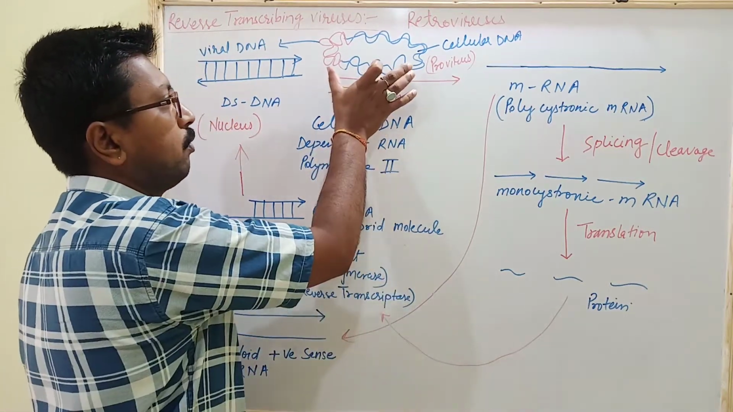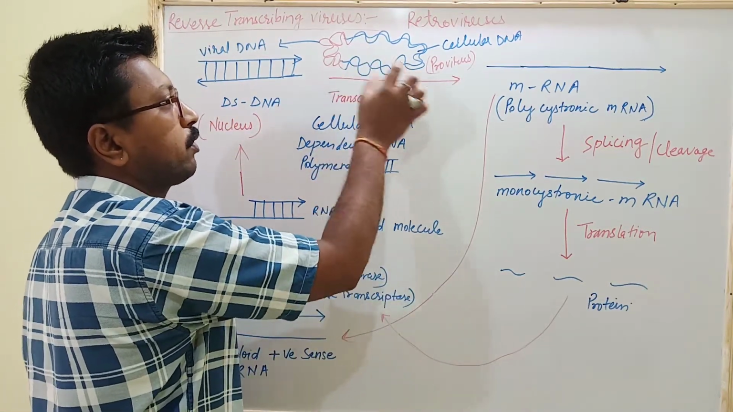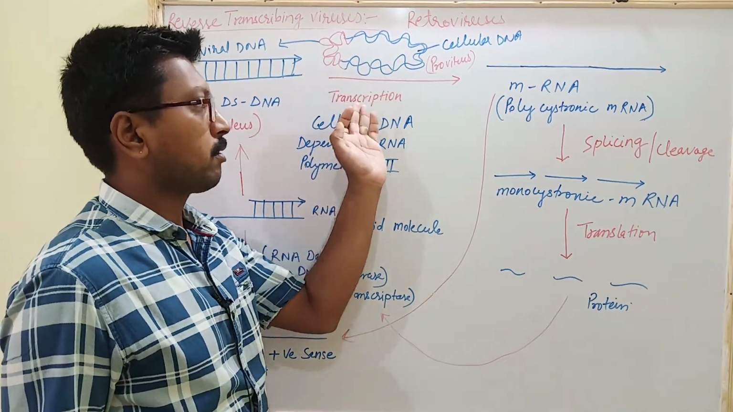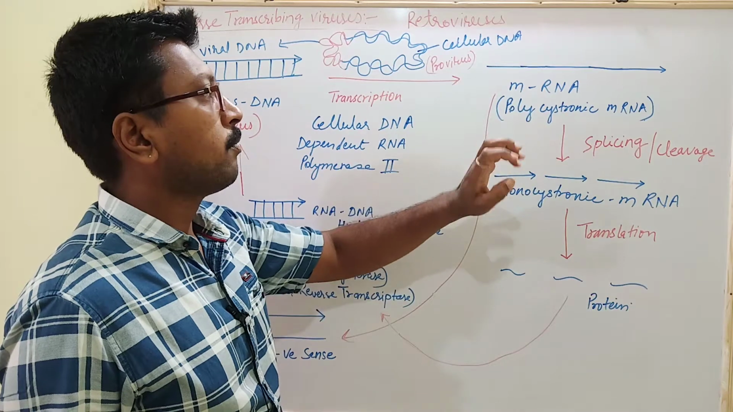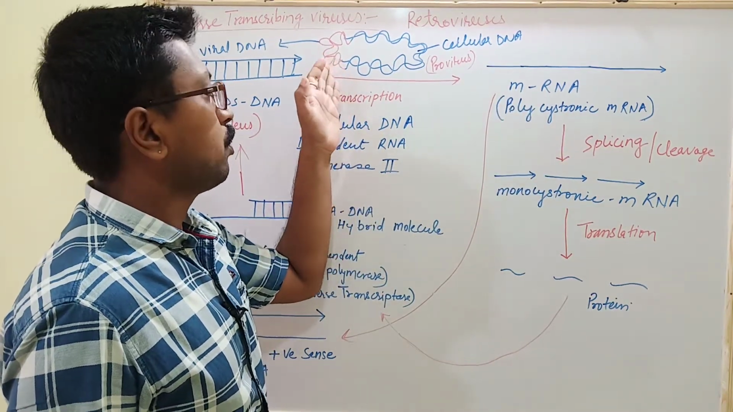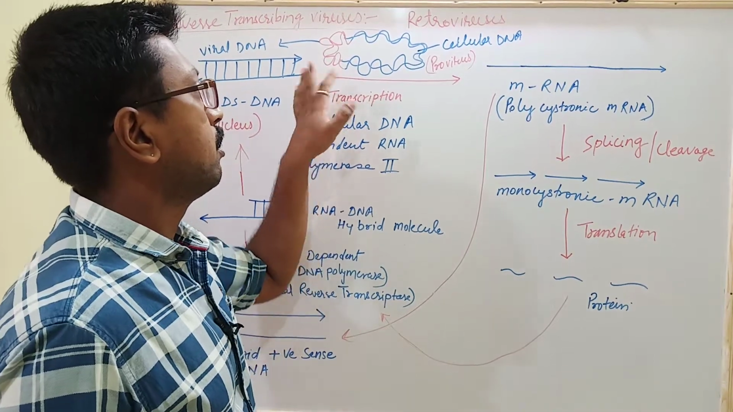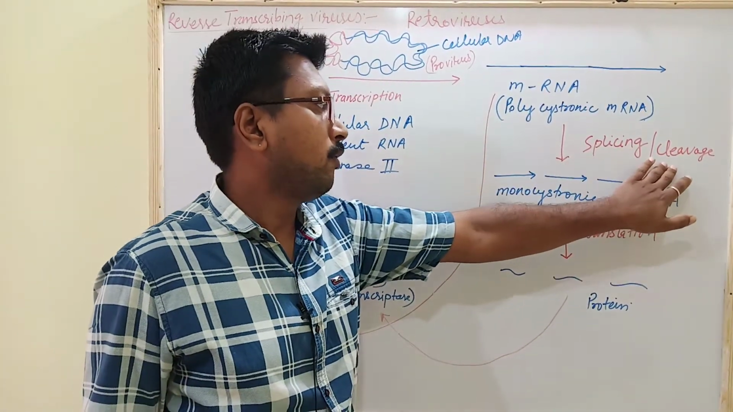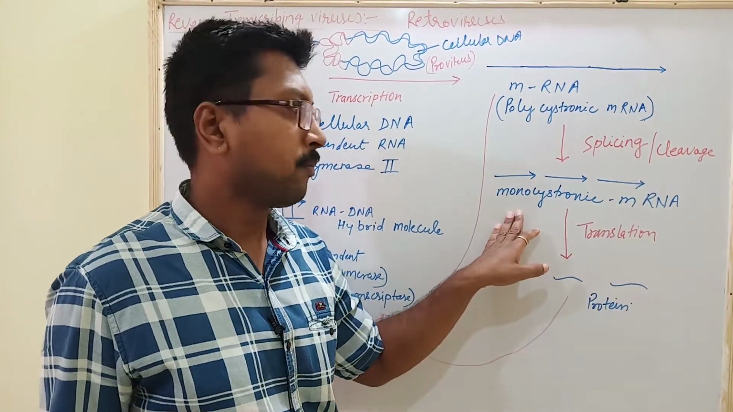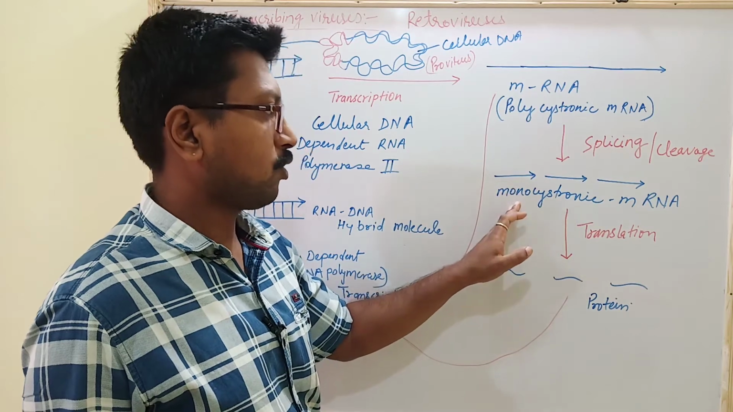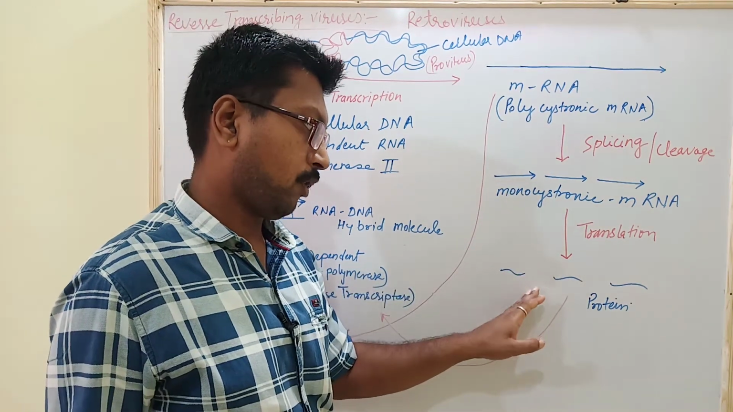So this whole genome is called a provirus, and further this provirus is transcribed into mRNA and then spliced. So the viral portion of this provirus is to be spliced and cleaved into the monocistronic mRNA. Then from this monocistronic mRNA the protein is formed.